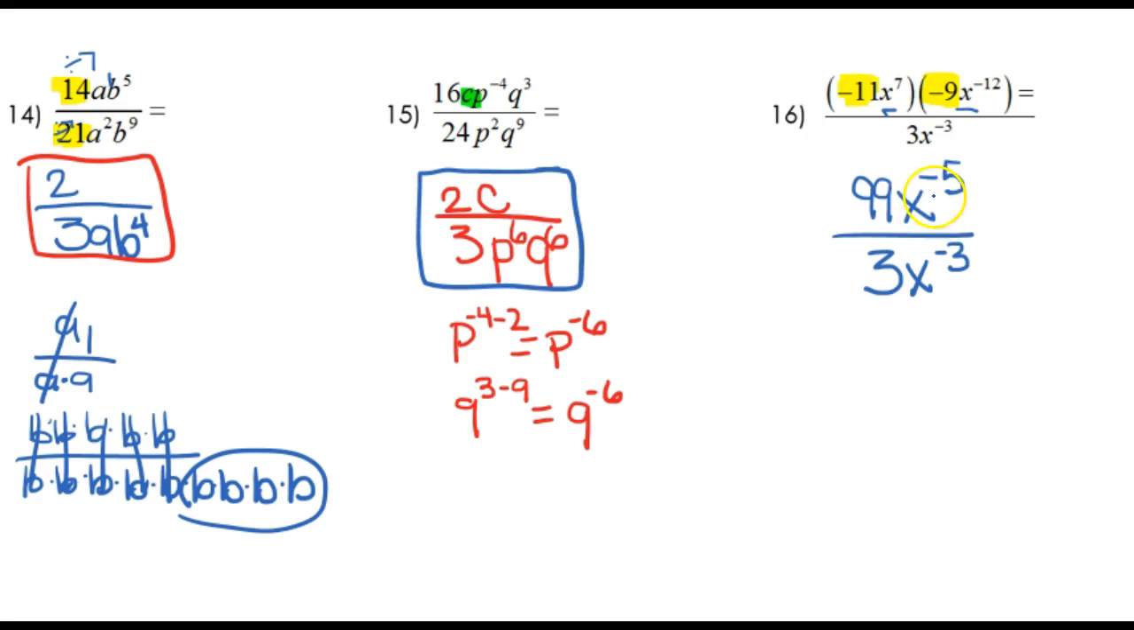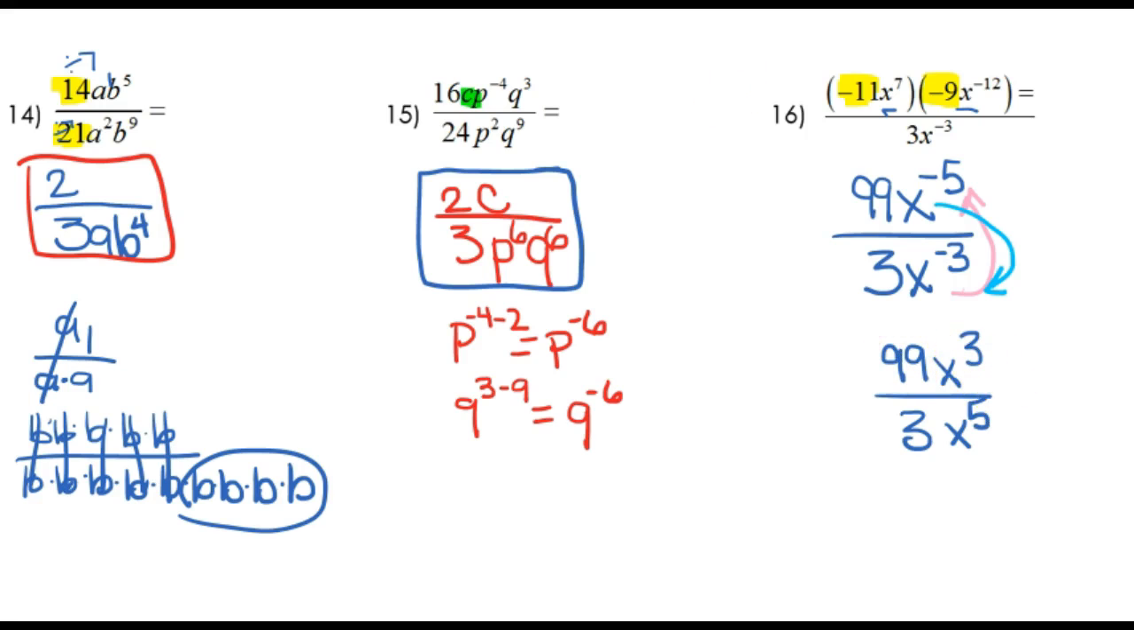My favorite thing to do right here is to get rid of the negative exponents. So when I do that, I have 99. This x to the negative 3rd is going to come up to the numerator. X to the 5th is going to come down to the denominator. So 99x to the 3rd divided by 3x to the 5th power.